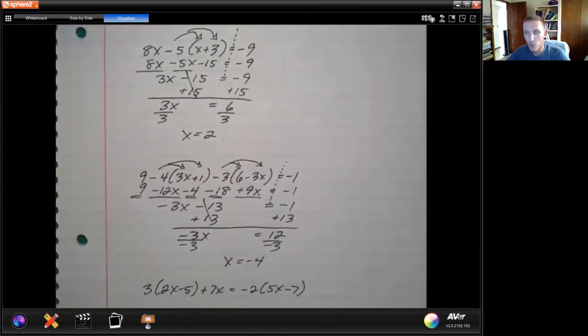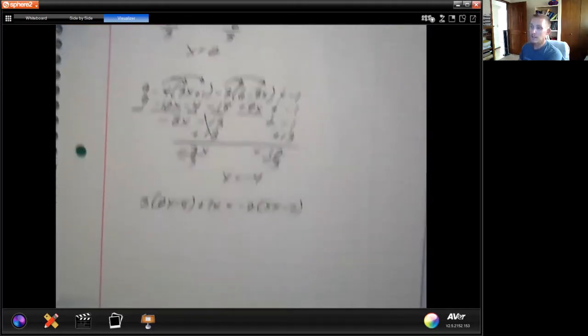Precision is so important. This particular problem had 1, 2, 3, 4, 5, 6, 7, 8, 9 steps to it. And all 9 of those steps required you to remember your integer rules. Any one of those 9 steps you rush through or you're inaccurate on, and it will cost you in the end. So be careful. Let's take a look at the last example.